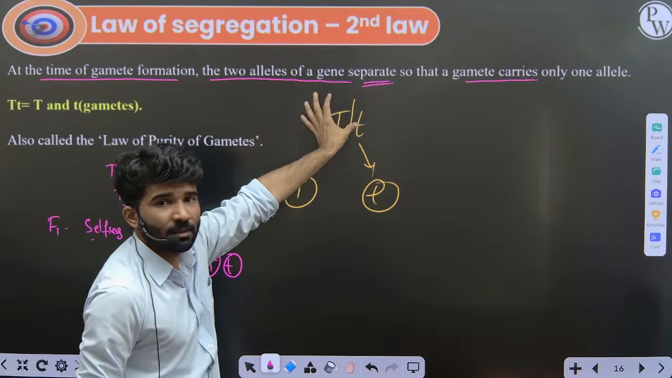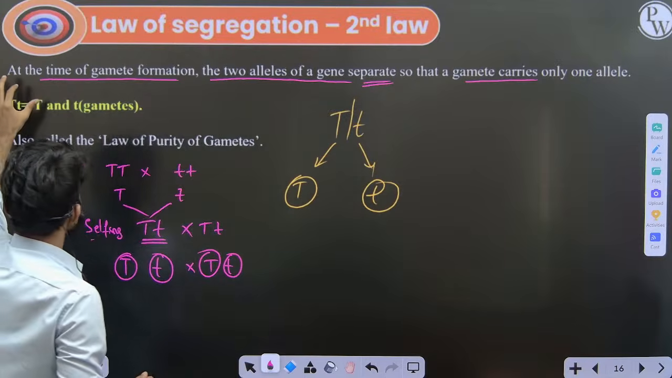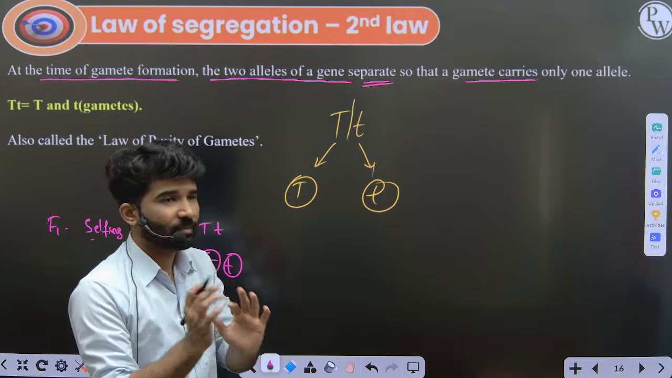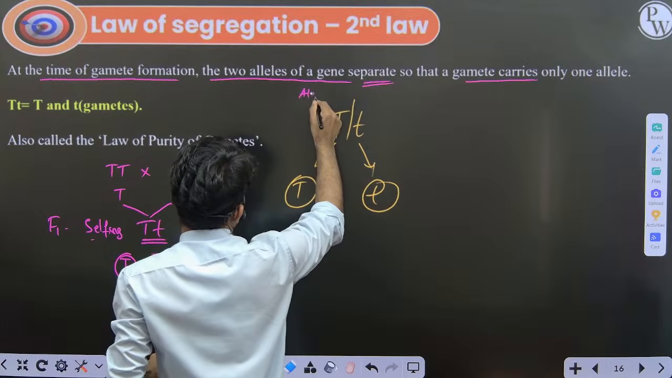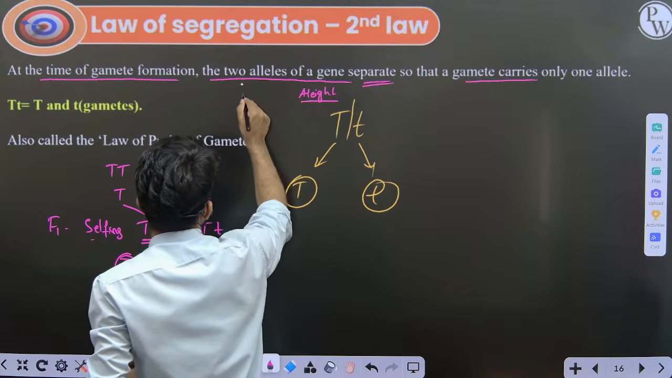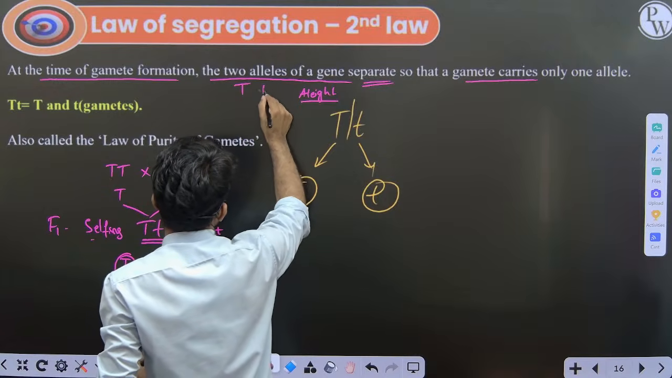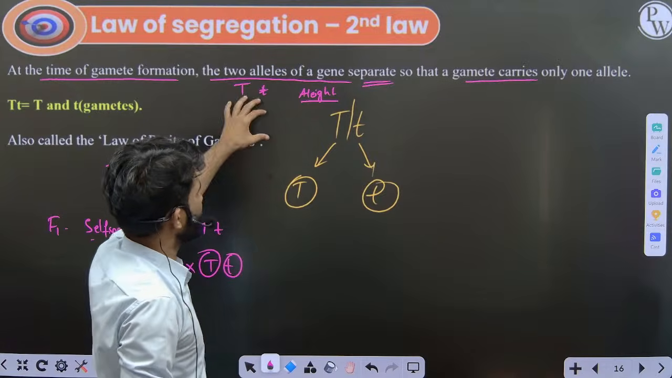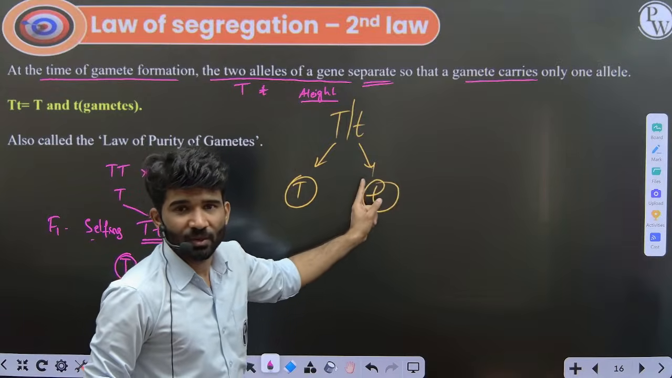Whether it is homozygous or heterozygous, the definition is the same: during gamete formation, the two alleles of a gene separate. What is the gene here? The gene coding for height. What are the alleles here? One is the tall allele, and another one is the recessive dwarf allele. Right. So those are going to separate so that each gamete carries one allele.